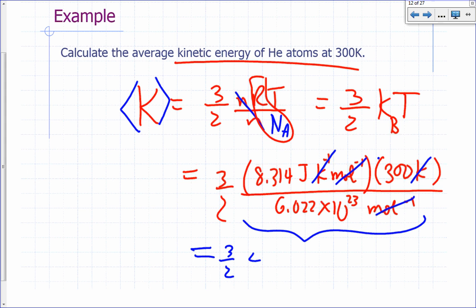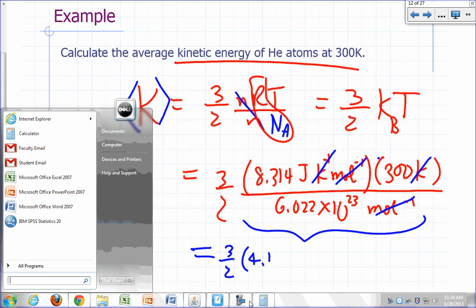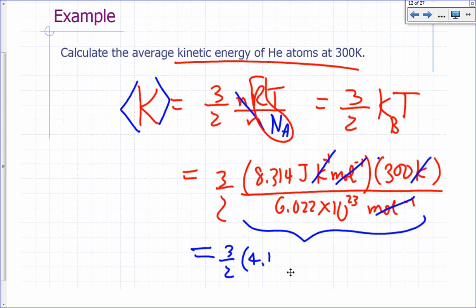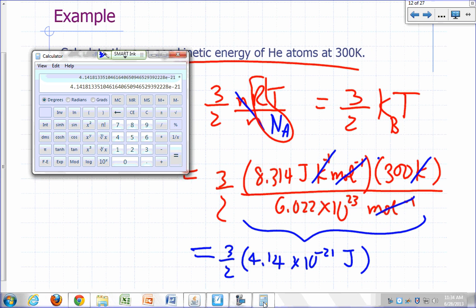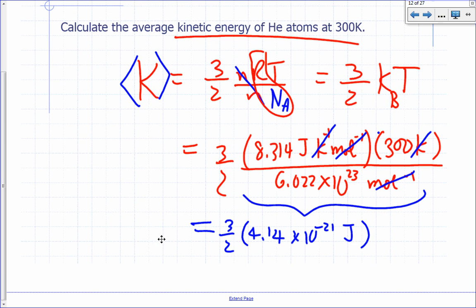So 3/2 times 4.1 times 10 to the negative 21. Multiply that by 1.5, and that gives you 6.21 times 10 to the negative 21 joules. So that's a small number in joules. That's of course because you're dealing with energy on a per atom basis. A single atom's not going to have much energy.